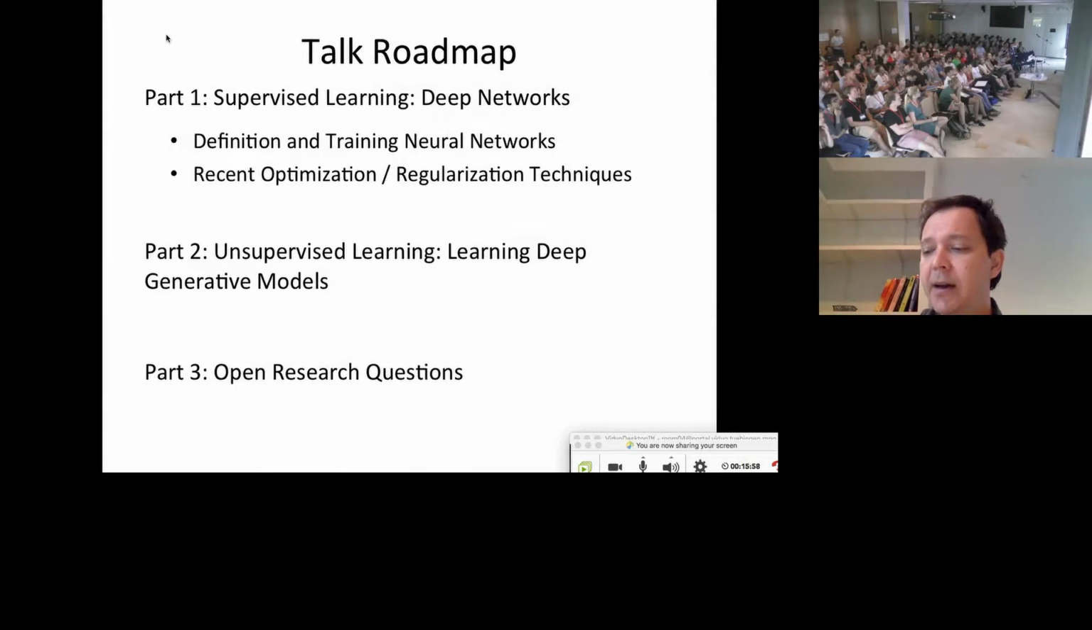But let me start focusing on supervised learning. And I'd like to go through definition and training of neural networks, as well as look at the recent optimization and regularization techniques important for this class of models. And then tomorrow we're going to look at unsupervised learning, generative models, and research questions.